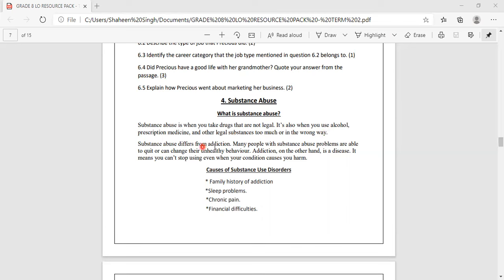Substance abuse, however, differs from addiction, although addiction is linked to it, in the sense that many people with substance abuse problems are able to quit or can change their unhealthy behavior. But when addiction comes into play, it makes it that much harder, because addiction can be regarded as a disease. And as we know, an addict is someone who is dependent on a particular substance and cannot do without it. And this substance can be both legal or illegal and can eventually cause you some harm.